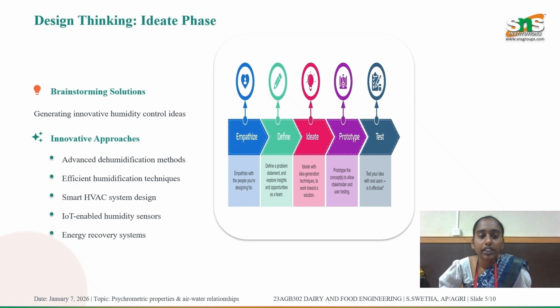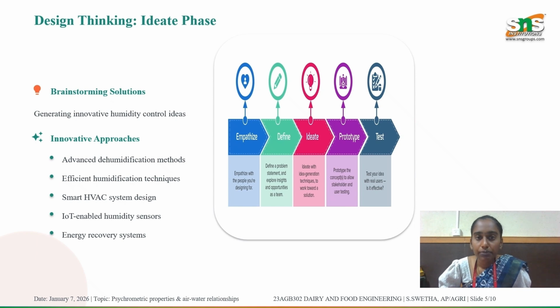The ideate phase is where I have some brainstorming solutions to overcome these problems, like generating innovative humidity and control ideas. We can do many projects, especially in post-harvest, like how humidity affects post-harvest losses. It may affect texture, color, and shape. It also helps increase microbial growth. We can do projects in that way, helping society.